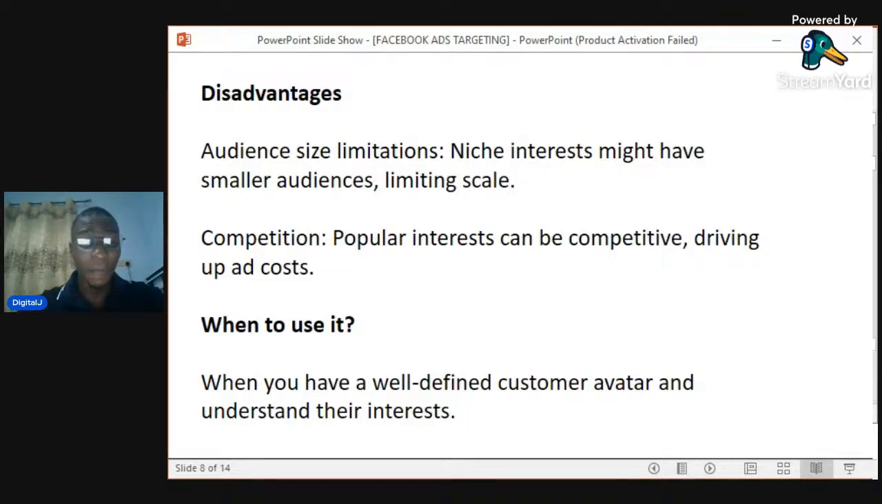interest-based targeting. When you deeply understand the pain points of your customer, you deeply understand what your customer needs, you deeply understand who your customer is. That is when you use interest-based targeting. That is when you start targeting people based on what they're interested in.